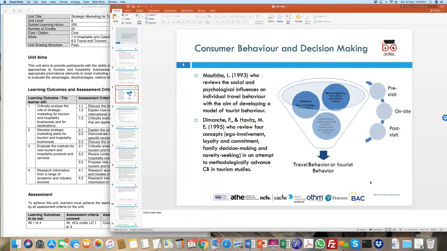Now, in general, there are some studies which have been carried out, which put this into some sort of a mix, like a funnel, which filters down to help consumers in this sector make decisions. Mortino in particular and Dimanchi in particular created two different types of thought processes, and one of them proposed that consumers look at getting influenced.